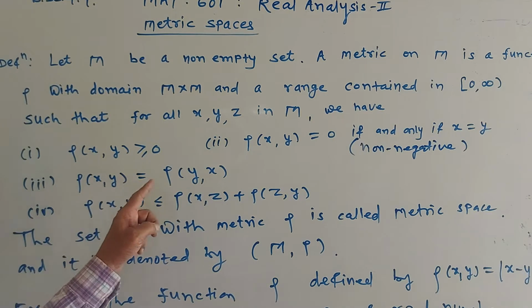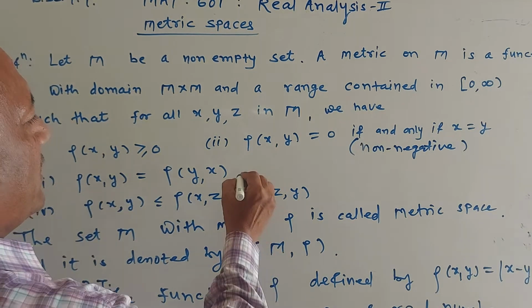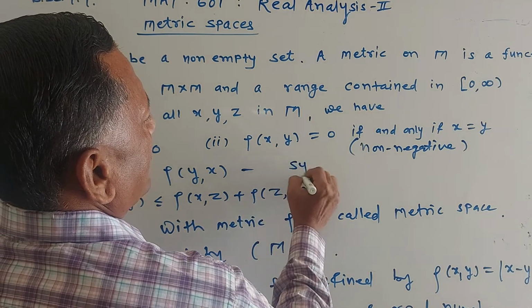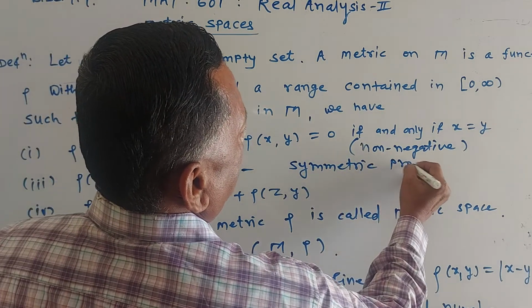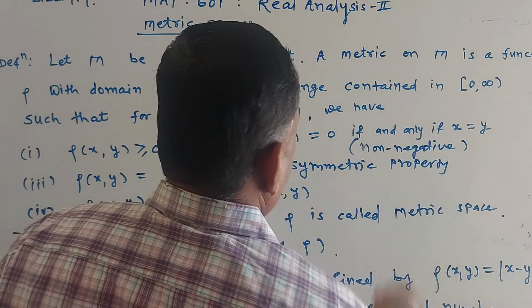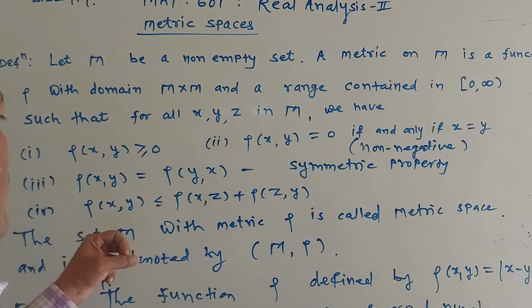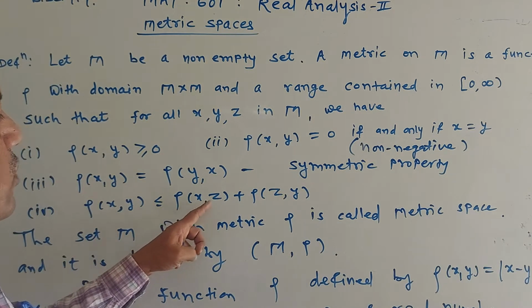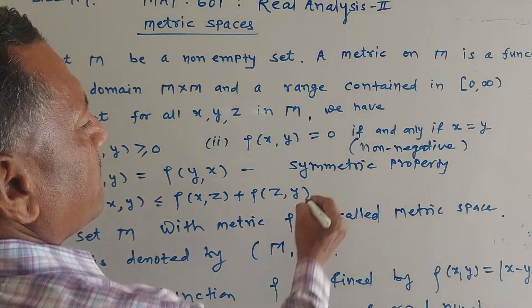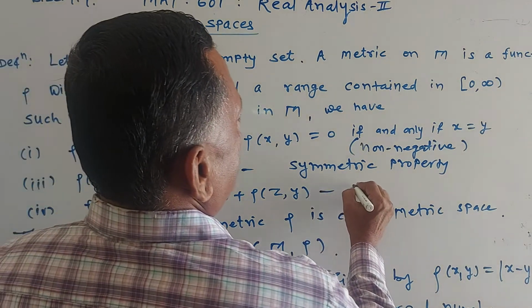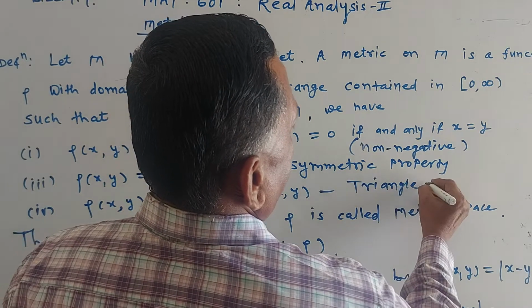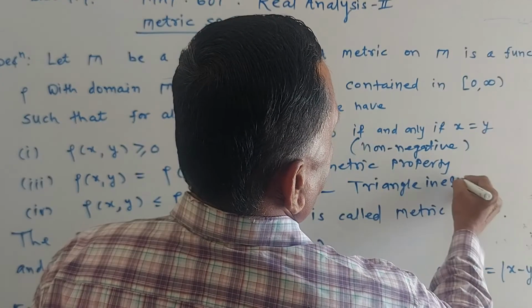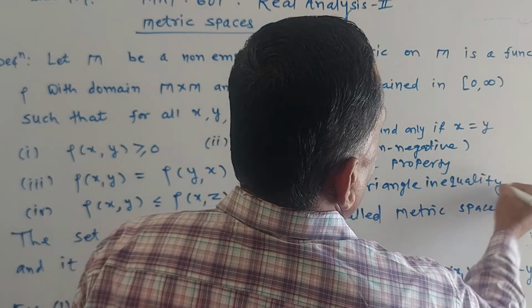And rho of xy is equal to rho of yx. This property is known as the symmetric property. And rho of xy is less than or equal to rho of xz plus rho of zy. This property is known as the triangle inequality property.